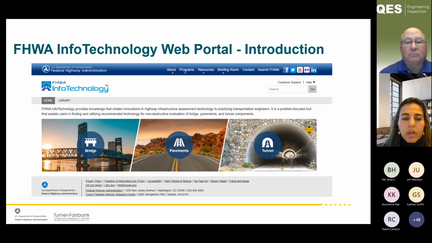It is a web-based tool to assist asset owners and practitioners with proper selection of NDE technologies. In the current version, only steel, concrete, and timber bridges are included. Also pavement and tunnels are included. But in the next version, more technologies beyond NDE will be included, like structural monitoring and sensor technologies. Also, we are planning to include technologies for underground utility detection.